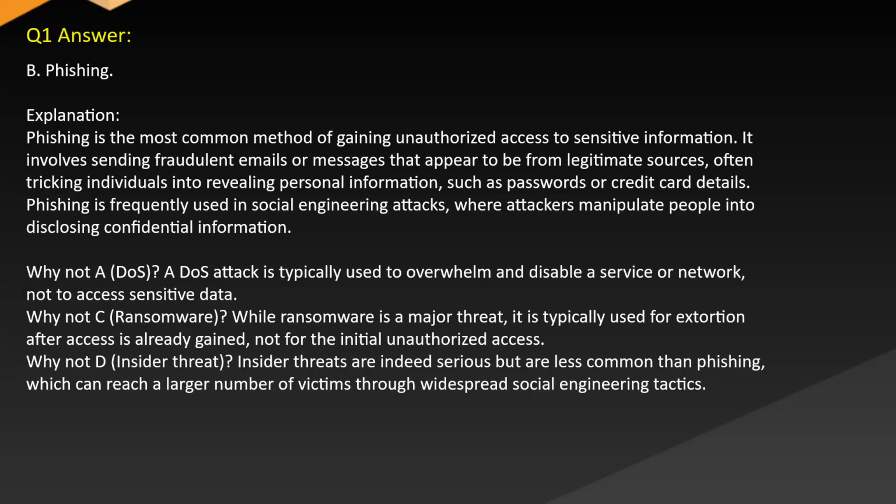Answer: B. Phishing. Explanation: Phishing is the most common method of gaining unauthorized access to sensitive information. It involves sending fraudulent emails or messages that appear to be from legitimate sources, often tricking individuals into revealing personal information such as passwords or credit card details. Phishing is frequently used in social engineering attacks where attackers manipulate people into disclosing confidential information.